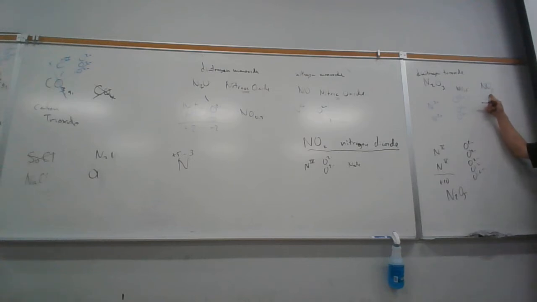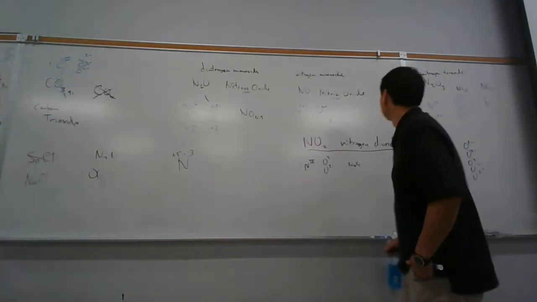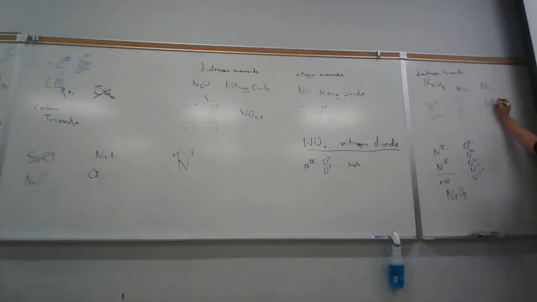But would I expect this one to form? No, because that would make nitrogen +6. Is nitrogen +6 in the range that we would expect for this? No. So nitrogen trioxide, no, that's a negative. This is not going to form. And so nitrogen +6 should not form.